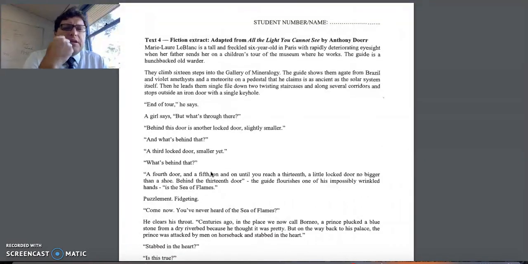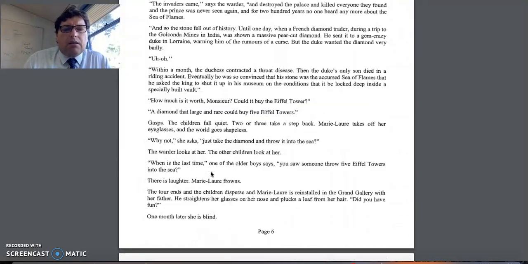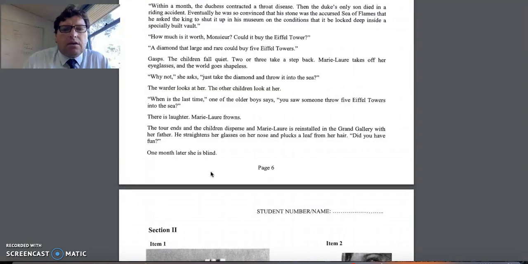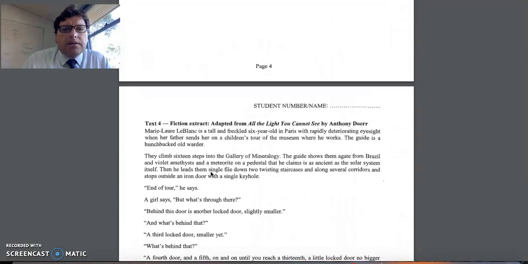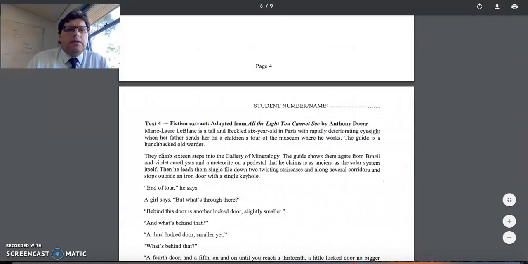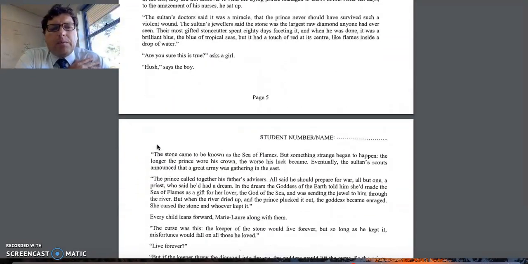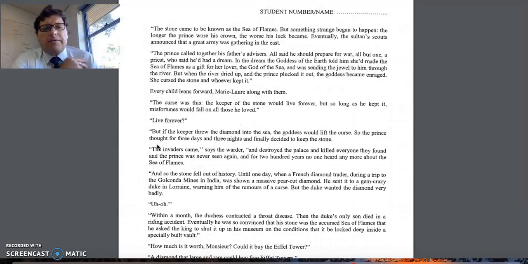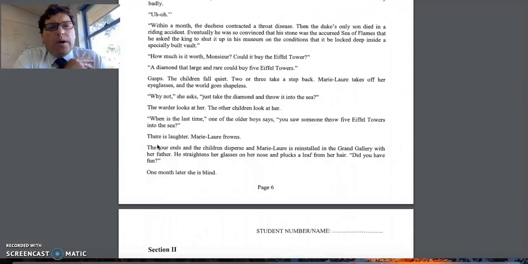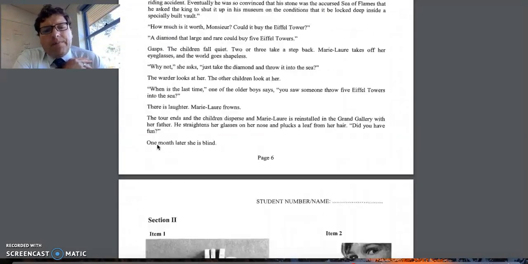Then finally here we have a fiction extract from All the Light You Cannot See, which is nice and long and lovely and not a problem. But there it is there. Of course, any good fiction extract, you're looking at how fiction works in terms of narrative, in terms of characterization, and in terms of descriptive writing. And that's really what you need to look for in the way in which the writer is nuancing discovery through their work. So that's what you get with section 1.